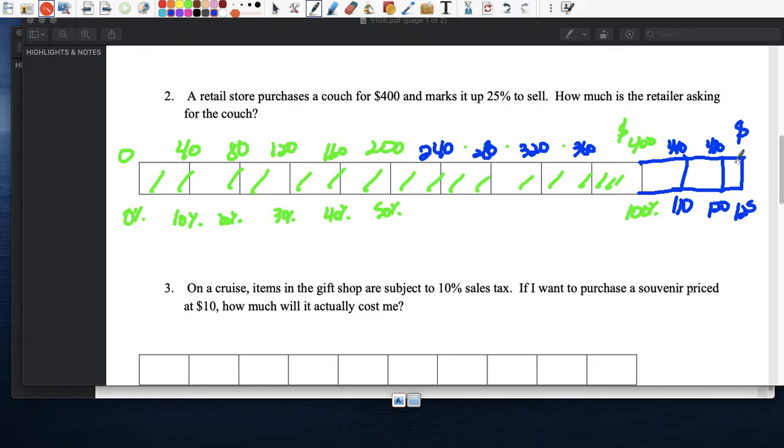But we're going to go half. So each box is what? Each box is 40. So what's half of a box? Half of a box is 20, right? So we're going to add 20 over here. So 480 plus 20 is 500. So when you sell it to me, how much do you sell it to me for? You sell it to me for 500.